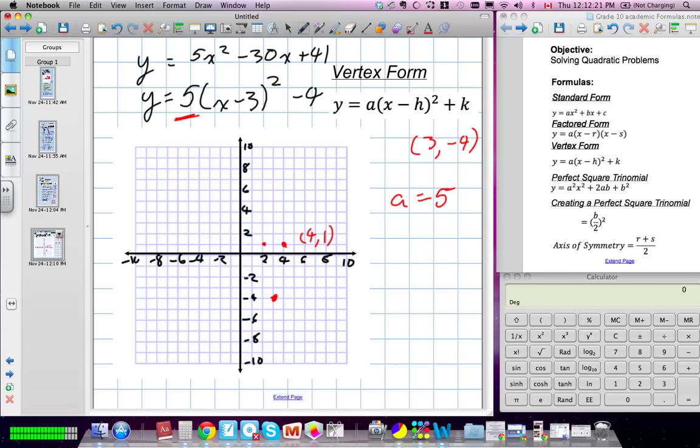4 and 1. There's a new point. And it'd be symmetrical on the other side. So we'd have 2 and 1. Normally we go over 2 up 4. 4 times 5 is 20. That's going to be right off our chart.